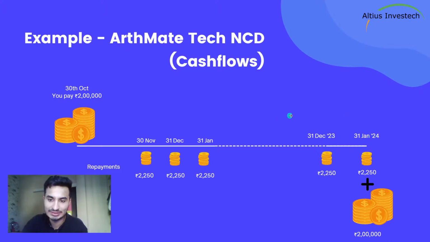So this is how the payment structure looks when a company is paying out interest on a monthly basis and returning the principal on the maturity of the bond.